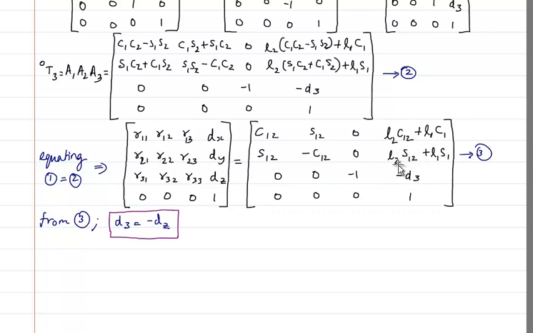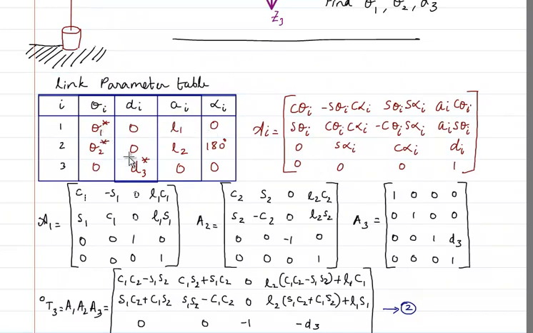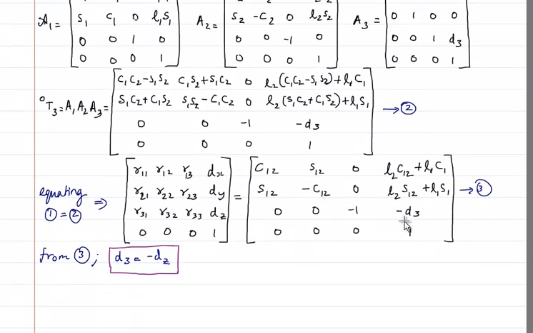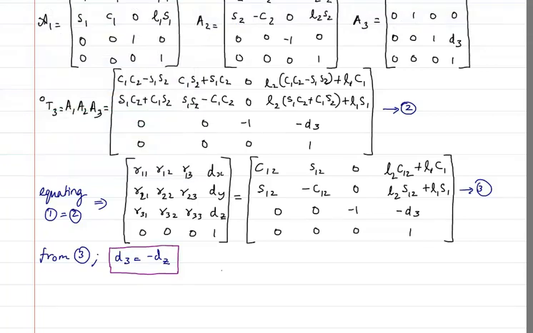Now L1 and L2 are link lengths, which are fixed. As I said, they are not joint variables, they are link lengths. The joint variable is only what I put stars on here. So based on that, I can take this part. Next I take L2 S12 plus L1 S1, which we all know is equal to dy.